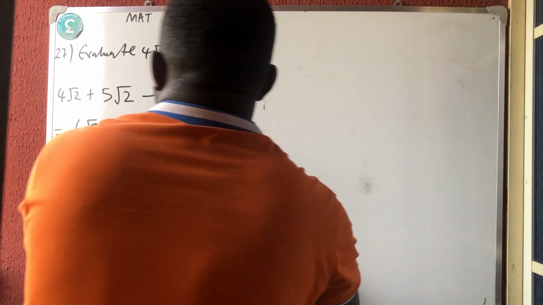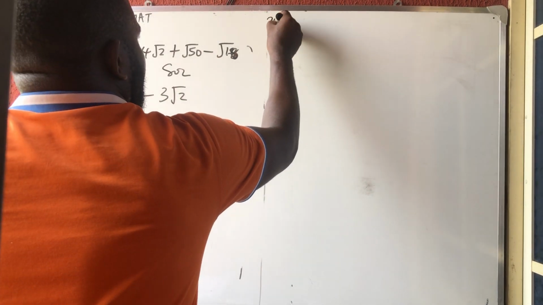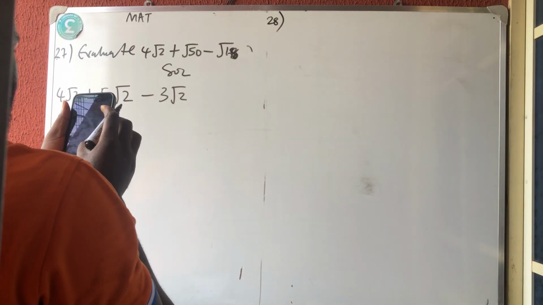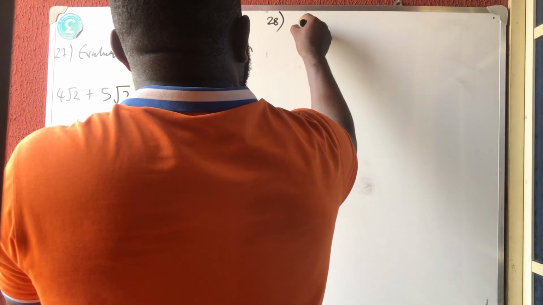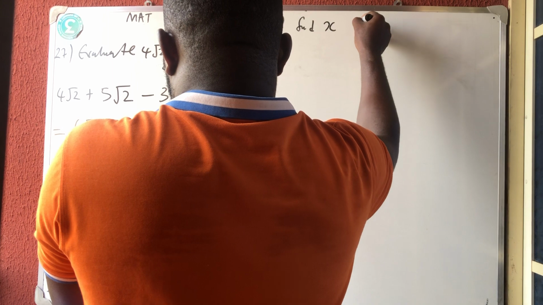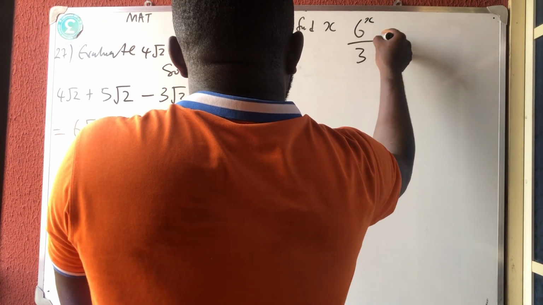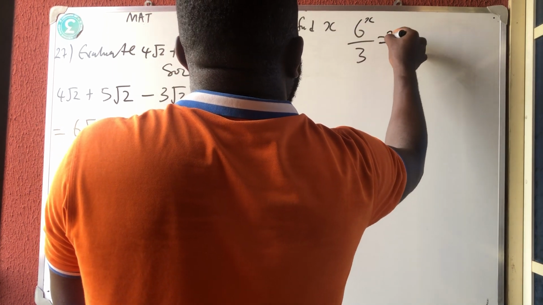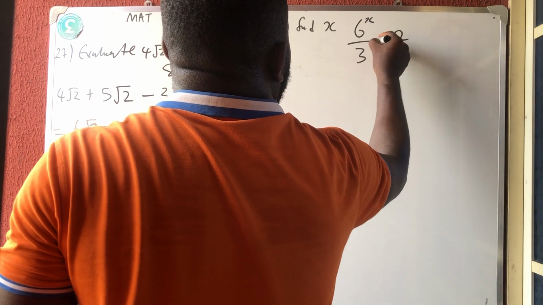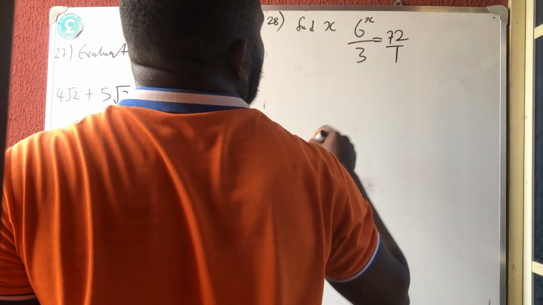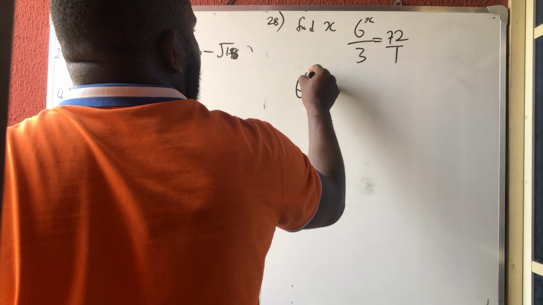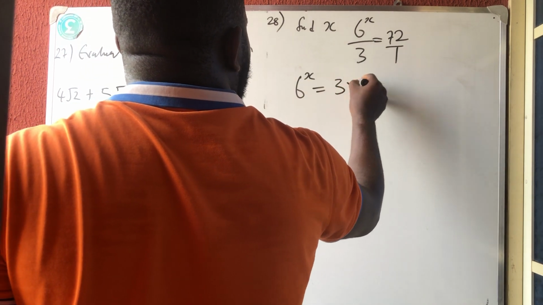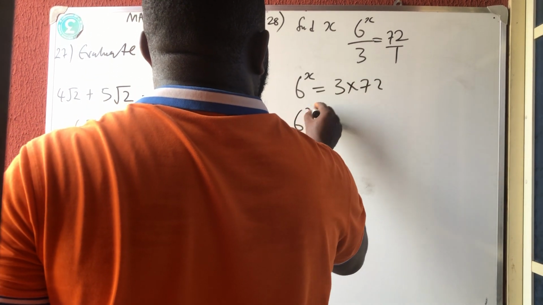Number 28. Number 28 said we should find x if 6 raised to the power x over 3 is equal to 72. Okay, let's cross multiply. So this can be 72 over 1. If I cross multiply, I have 6 raised to the power x is equal to what? 3 times 72. So 6 raised to the power x is equal to what?